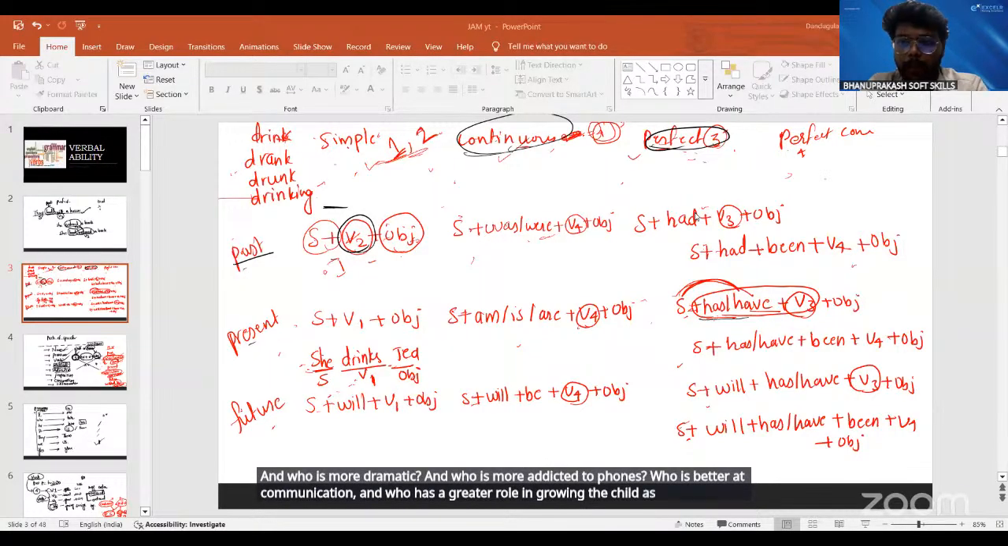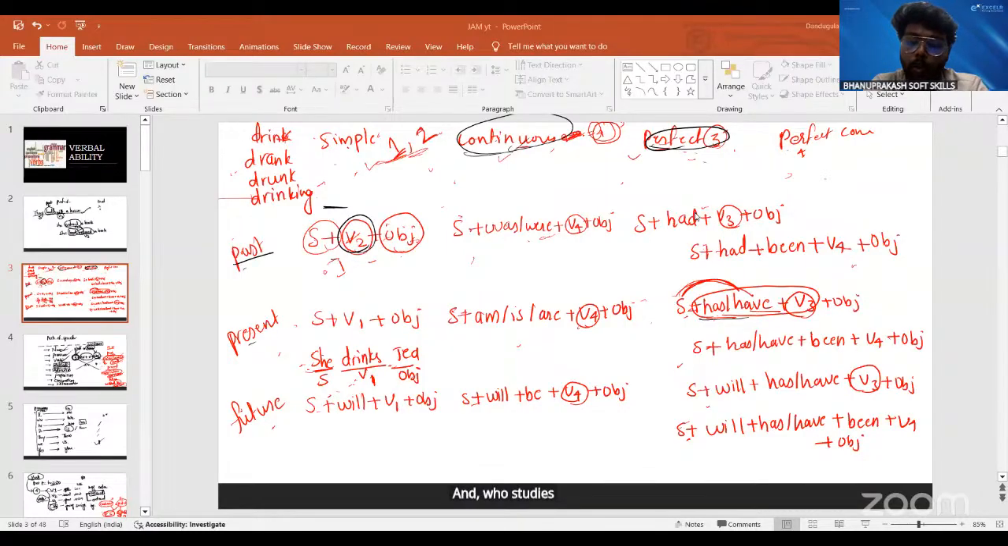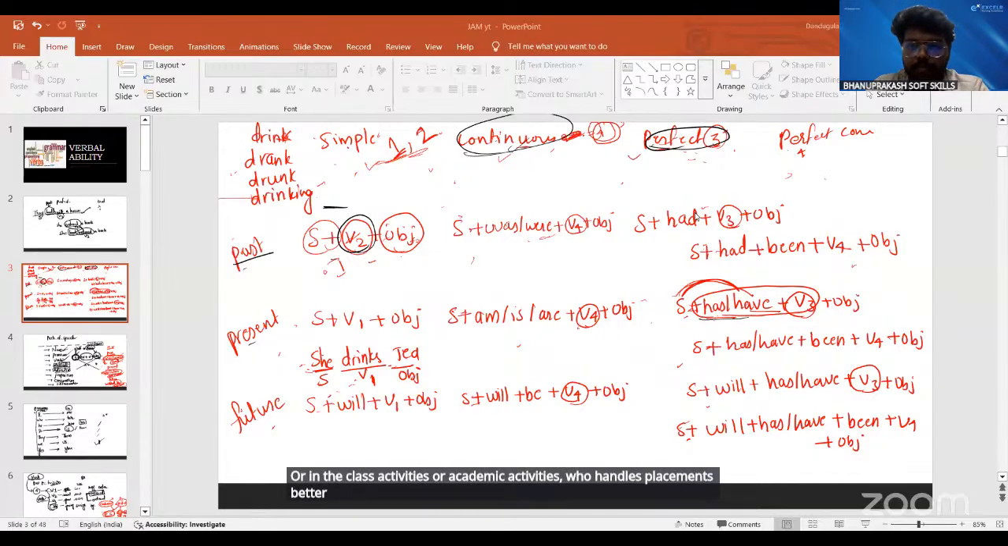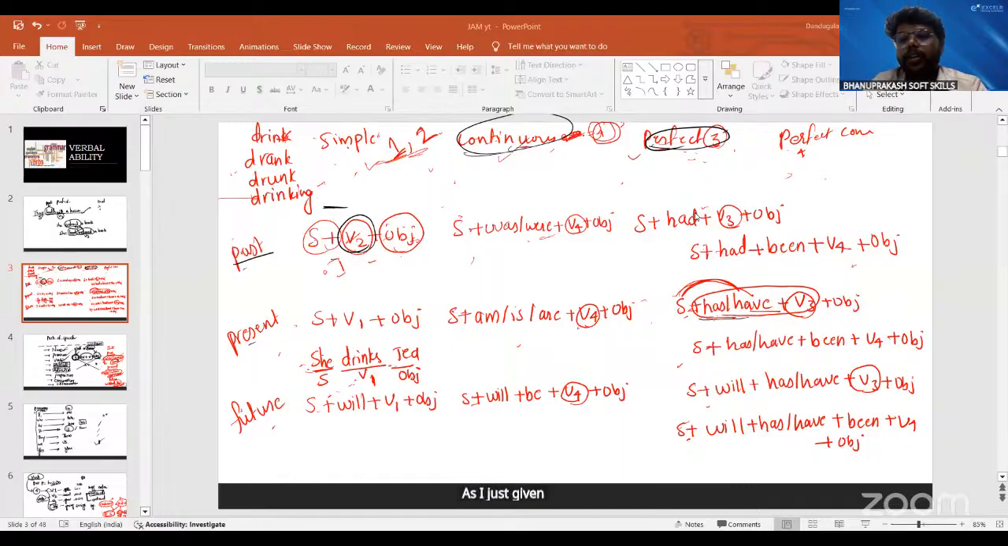You can consider this as a main point: who has a greater role in child growth, who studies sincerely, who has more attendance excuses, who manages time better, who performs better in presentations or class activities or academic activities, and who handles placements better. I've just given a few examples to get some ideas. So you can think from other points of view also. It's simply who has a superior ability, or who is great simply.